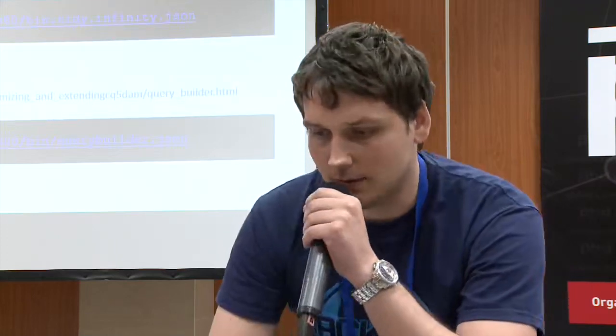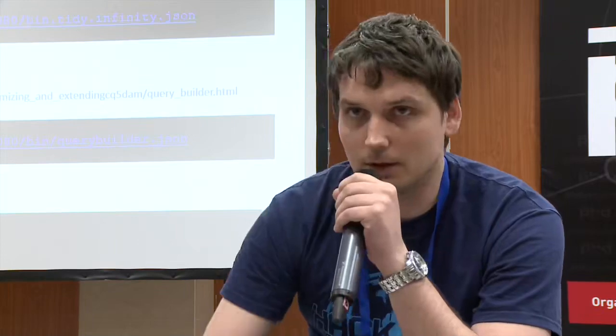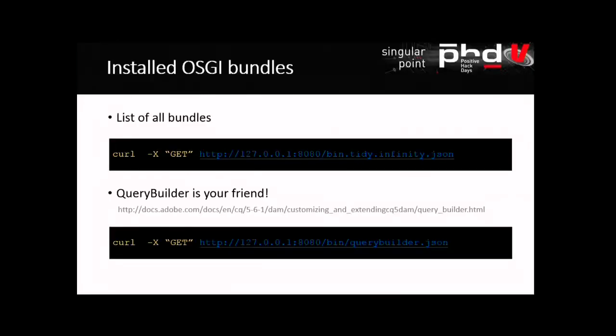How to get a list of all the installed bundles? For that, there's a special element which is called bin. We dump its content. We can use for that another bundle which is called Query Builder. I have a link to that. It allows us to make requests to the content repository in a language similar to the XPath query language.